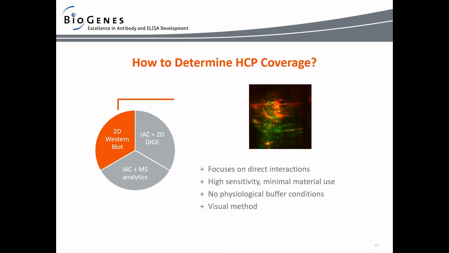However, as with any analytical method, the 2D Western blot also comes along with several disadvantages. It is a denaturing method, and especially the low molecular weight proteins suffer from denaturing assay conditions and low detection rates. And the dynamic range of the method is further restricted, so that protein detection may be missed due to low expression. And having this in mind, BioGenes has meanwhile established immunoaffinity chromatography in combination with 2D DIGE as an orthogonal method for coverage analysis.